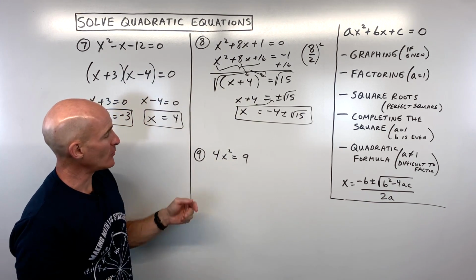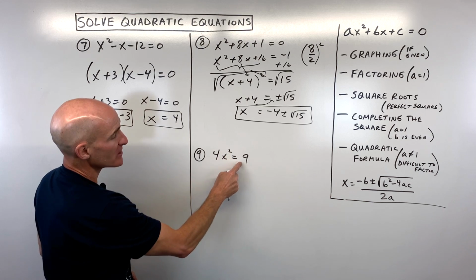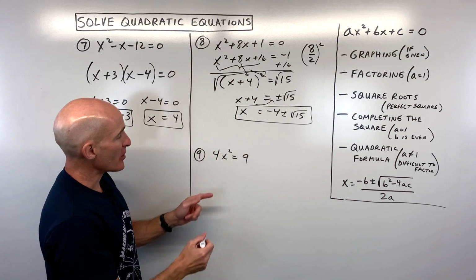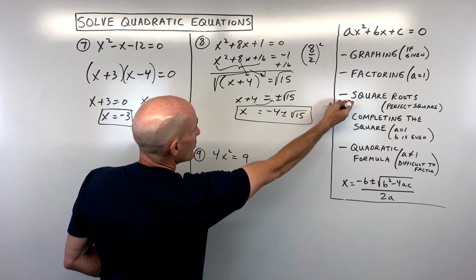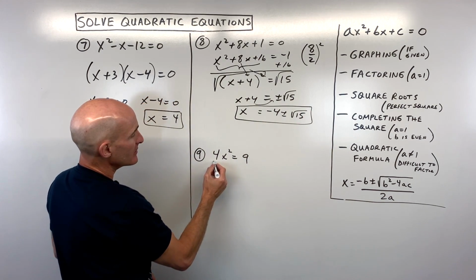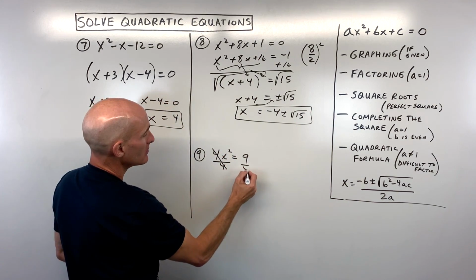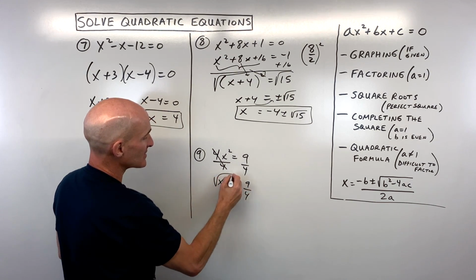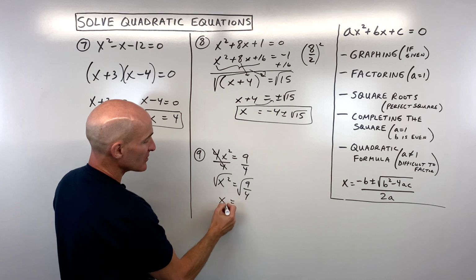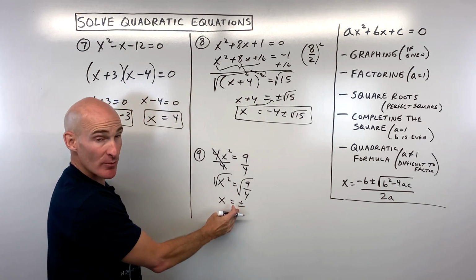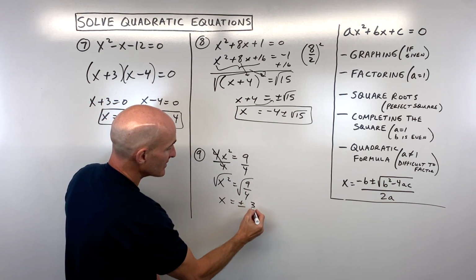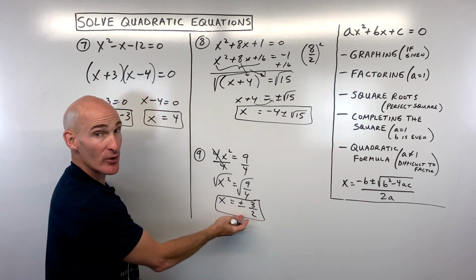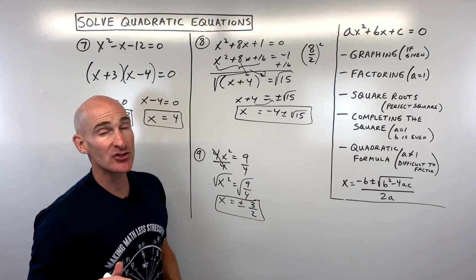Now for number 9, what do you think about this one? 4x squared is equal to 9. Well, this one you can see we've got a perfect square here. We've got x squared. So I would use the square root method by dividing both sides by 4. And then we can take the square root of both sides to get x by itself. Remember, when you take the square root of both sides, you get 2 answers, plus or minus. The square root of 9 is 3, the square root of 4 is 2, so we get plus or minus 3 over 2.